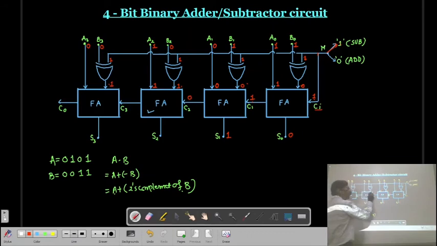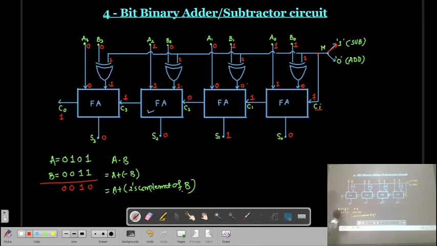Again, 1 plus 1 plus 0. So the sum will be 0 and it is generating this carry. And here this input is 0, 0 plus 1 plus 1 and that sum is 0 and generates this carry. So what is that number? Here we got this number as 0, 0, 1, 0.